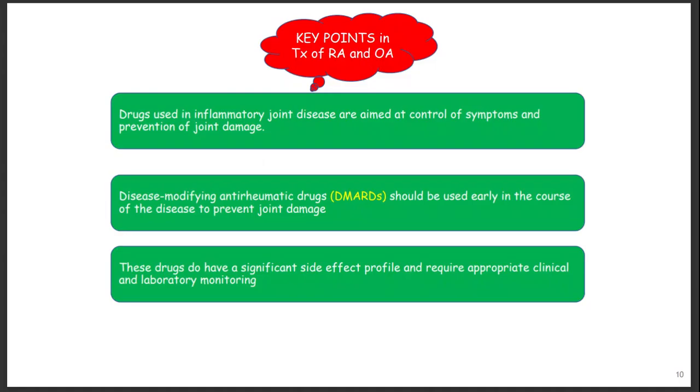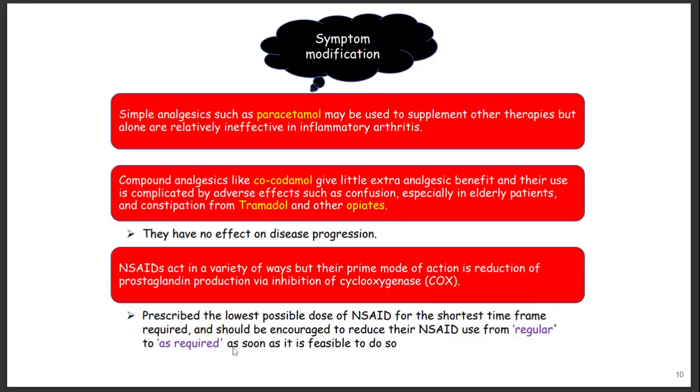So the key points in the treatment of rheumatoid arthritis and osteoarthritis: drugs used in inflammatory joint disease are aimed at control of symptoms and the prevention of joint damage. So the DMARD should be used early in the course of the disease to prevent joint damage. These drugs do not have a significant side effect profile and require appropriate clinical and laboratory monitoring. Okay, they don't have significant side effects, so they are good.